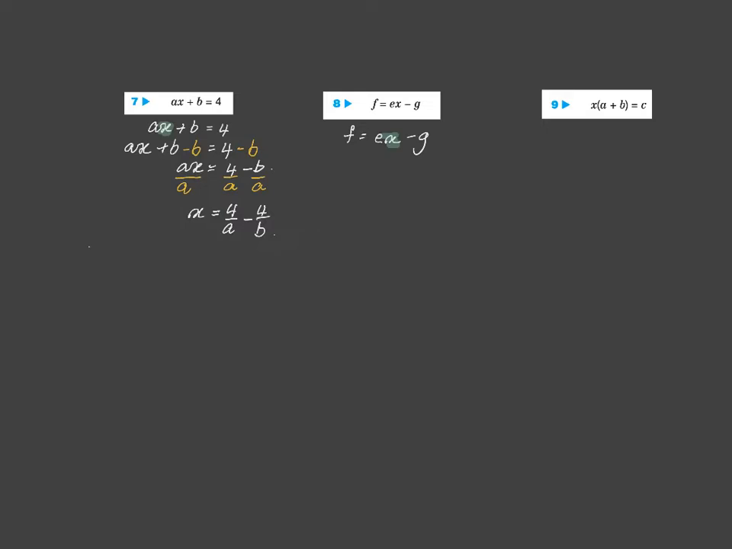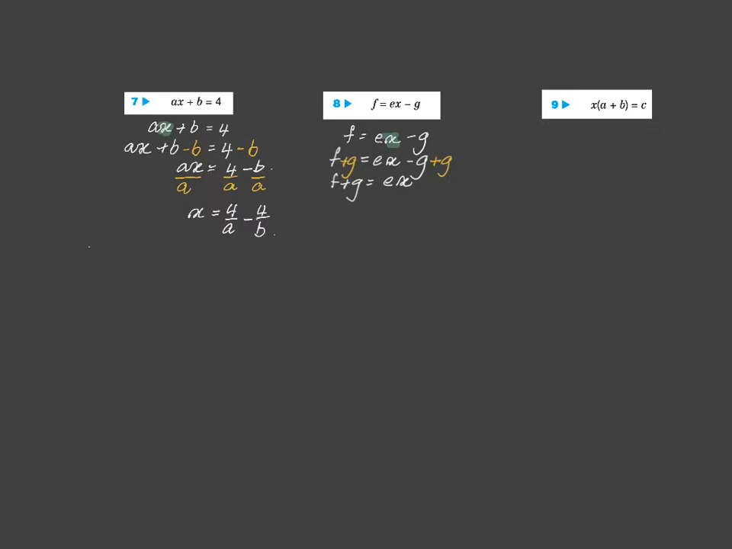Number 8, f is equal to ex minus g. X must be the subject. To start this process, we're going to add g to both sides. On the left, f plus g, and to balance that on the right, we're going to add g as well. The result of that is on the left, we have f plus g is equal to, on the right, ex.